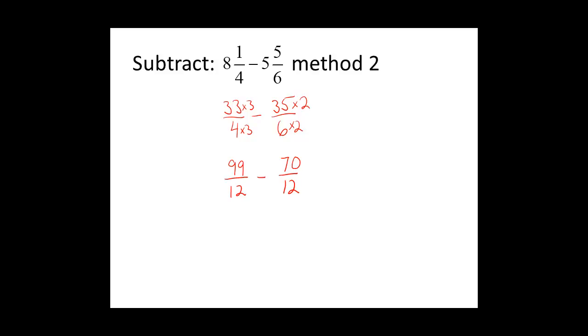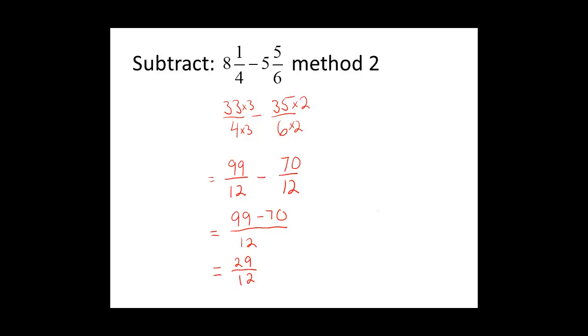Now we will subtract our numerators. 99 minus 70 over 12. 99 minus 70 is equal to 29. This is the answer as an improper fraction.